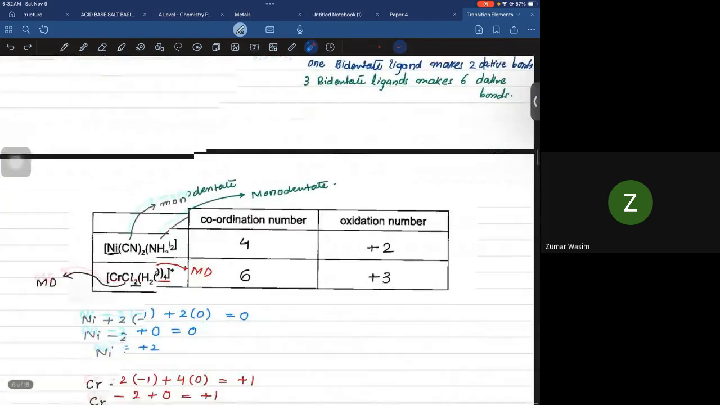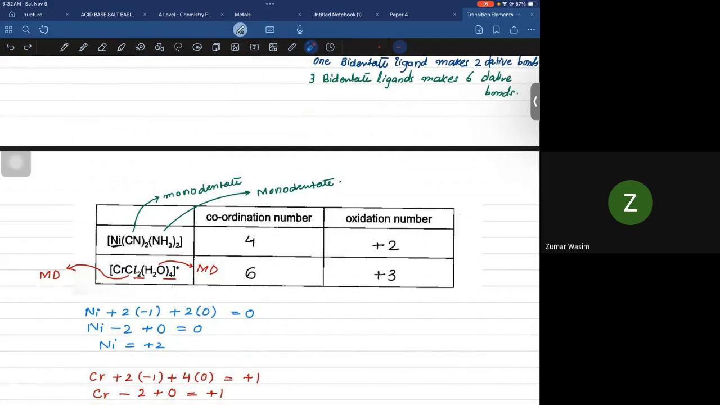Now you can see this question. This is from the past paper. They have asked to identify the coordination number and calculate the oxidation number. Obviously, in this complex, there are two different ligands. This is also a monodentate. This is also a monodentate. So there are four dative bonds that are going to be formed between the metal and the ligand. So that's why the coordination number is 4.